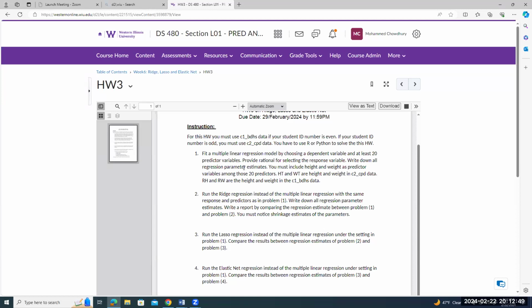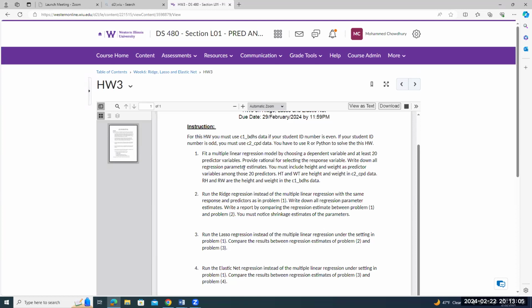Okay. Run the Lasso regression instead of a multiple linear regression under the setting in problem one. Compare the results between regression estimates of problem two and problem three. So now put all the regression estimates side by side and then write a report.